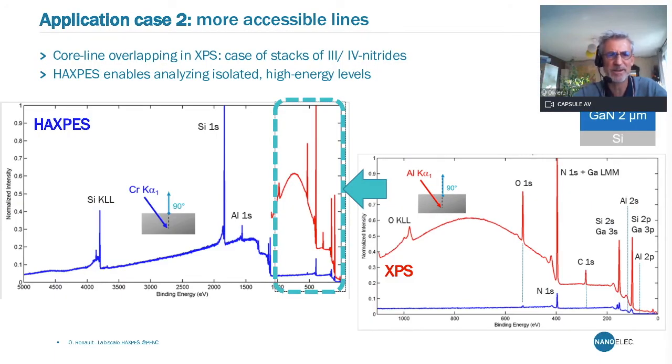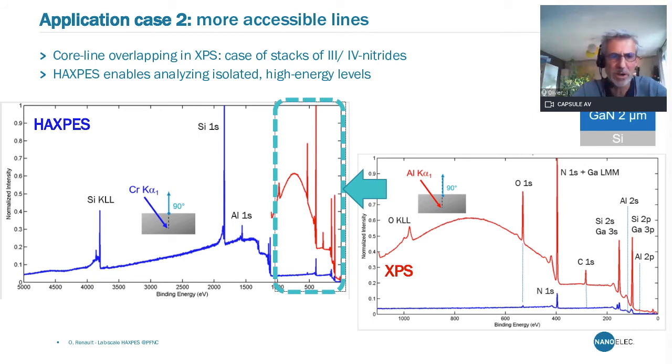The second application case is about getting access to more accessible core lines. This is an example of a stack of nitride materials. On the right, you have the aluminum K-alpha, so conventional XPS spectrum. And on this spectrum, you see that you have overlapping lines. For example, gallium lines overlap with silicon lines, which makes a proper analysis of this sample impossible.